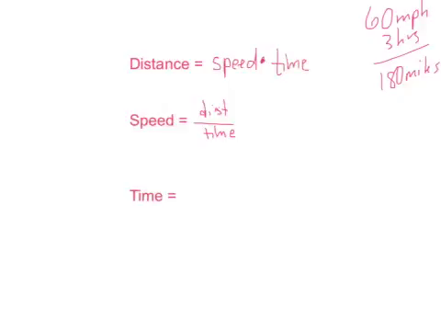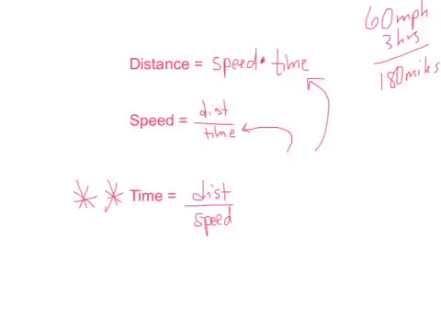Now these two relationships are used often. The third, the value of time, is not often thought of, but if we rearrange either one of these equations and solve for time, you'll find that time is distance compared to speed, distance divided by speed, that is. And this is the relationship that we're going to need to use in order to solve this steamboat problem.